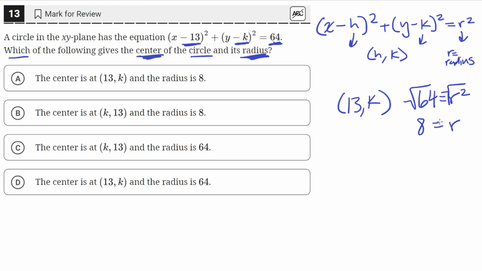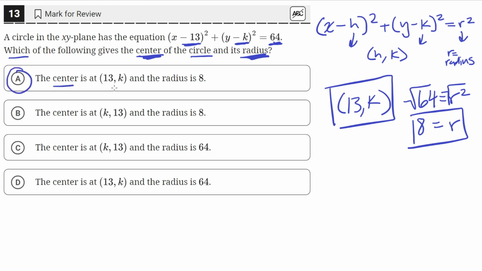So that means r equals 8, which means the radius of the circle is 8, and the center is at (13, k). And answer choice A says the same thing. The center is at (13, k), and the radius is 8.